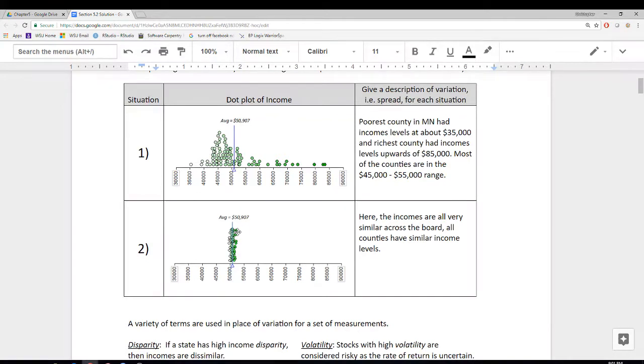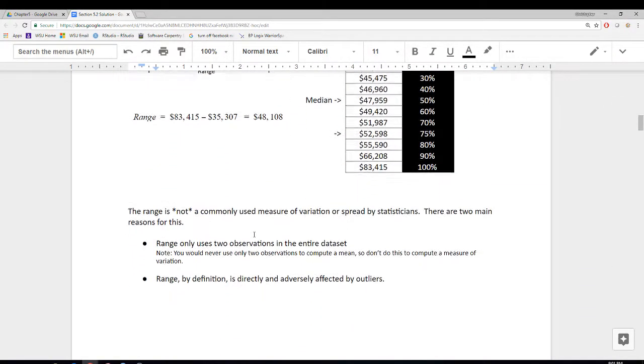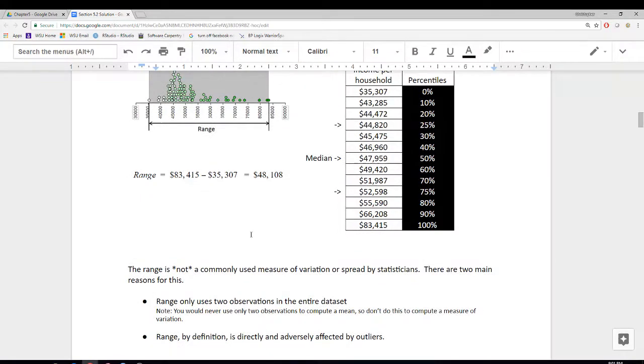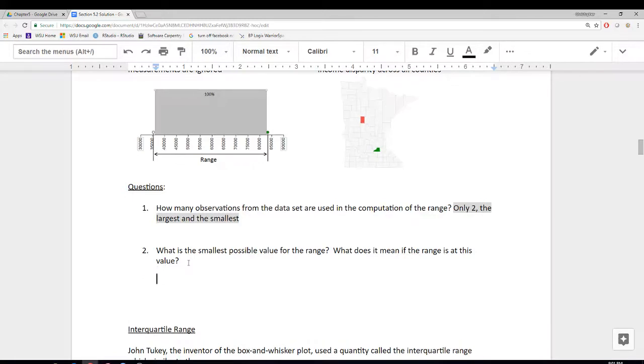Okay, so if all of the data points are exactly the same, suppose all of the counties had incomes at $50,907. The largest would be at $50,907, and also the smallest would be at $50,907. So the range there would actually be 0. So the smallest possible value for the range is 0.